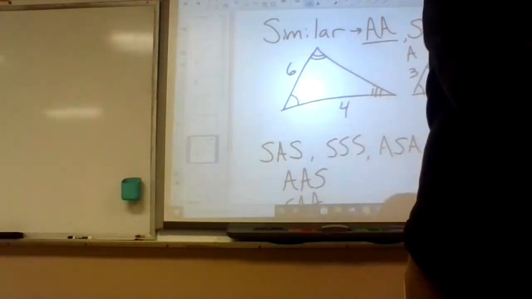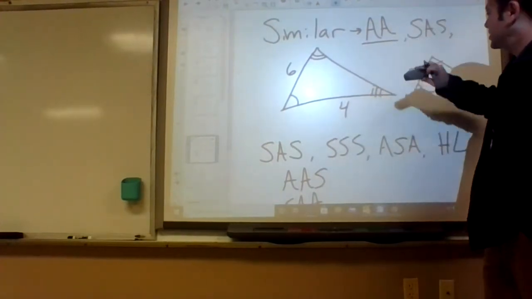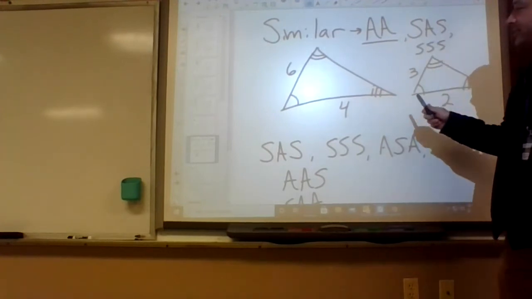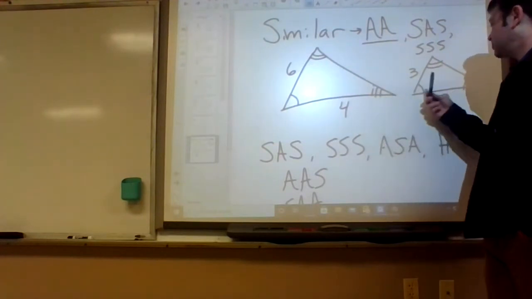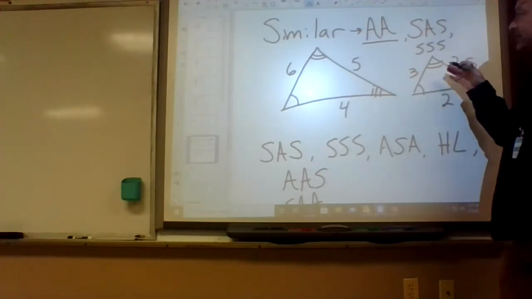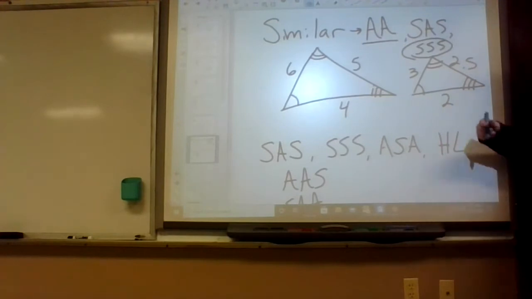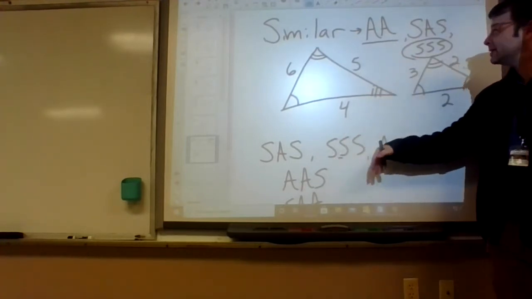And then similarly, the last one was side, side, side. For that one, you have to prove all three sides are in proportion. So does 6 over 3 equal 4 over 2 equal, say, 5 over 2.5? And if yes, then the triangles are similar by side similarity. You guys get it? Do you know what the difference between these two is?